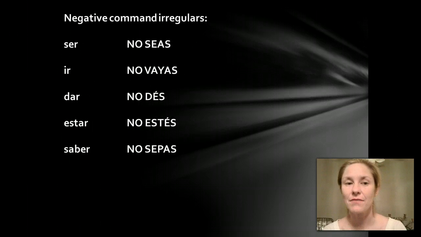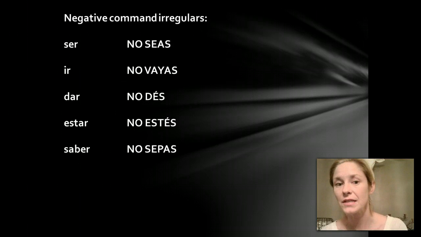Negative commands have irregulars. Here are your five irregulars. Ser, ir, dar, estar, saber. No seas, no vayas, no des, no estés, and no sepas.